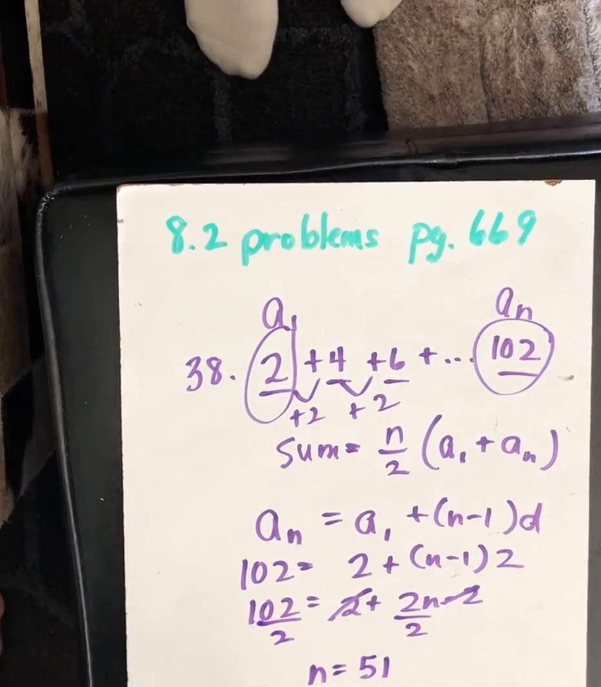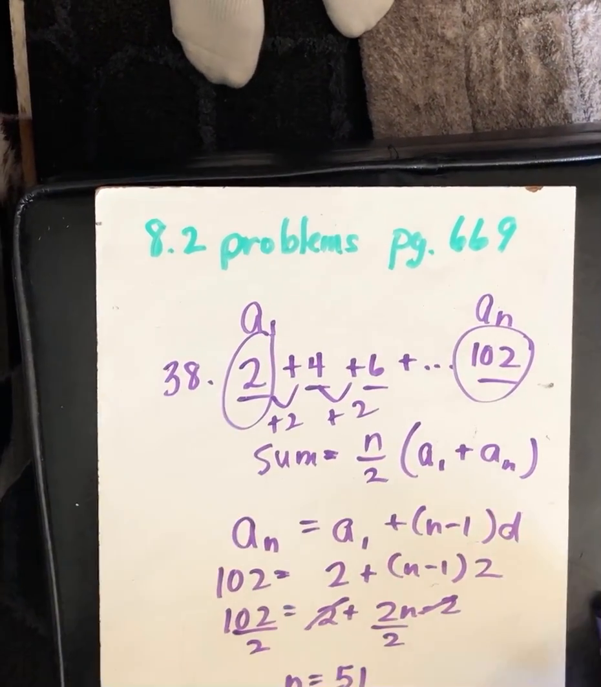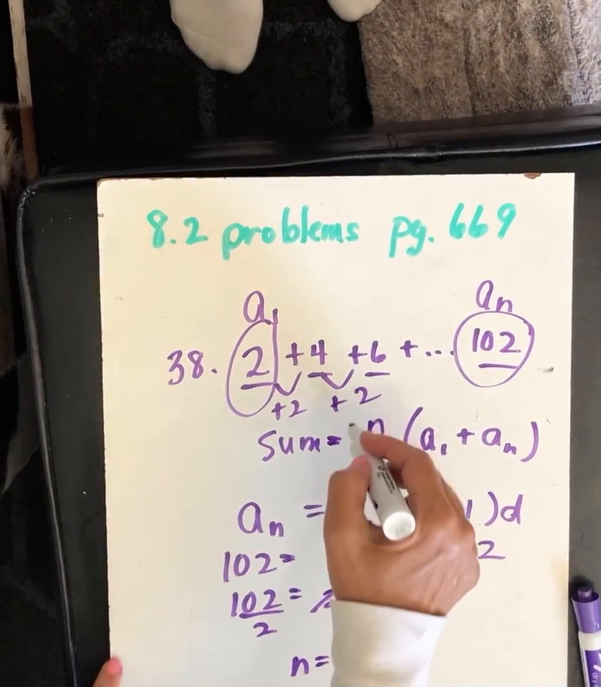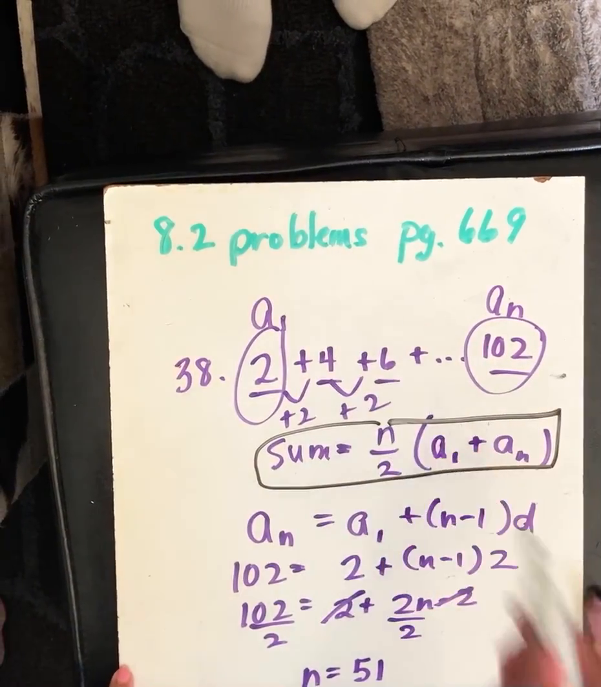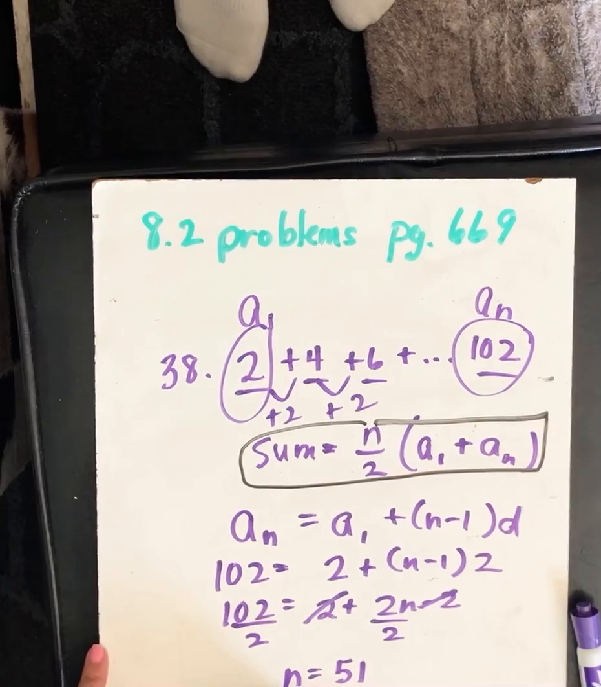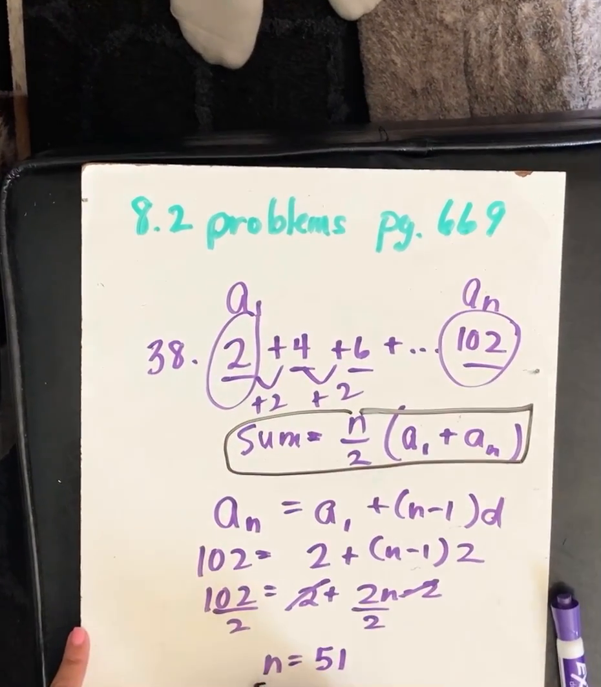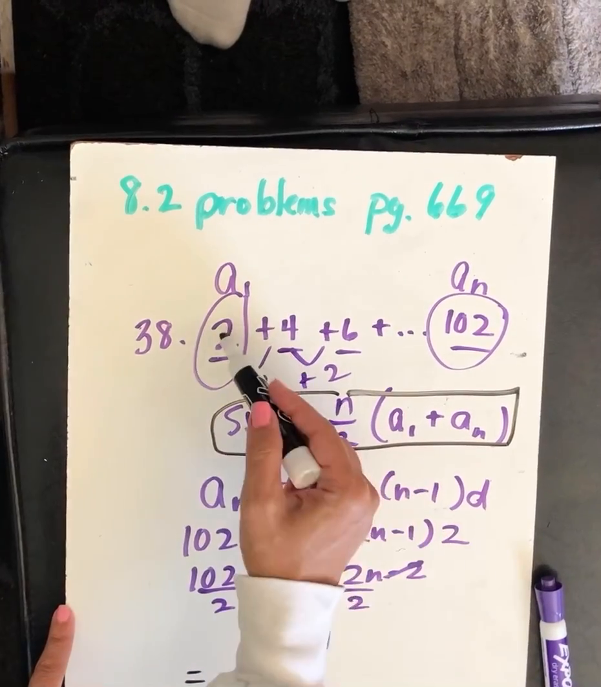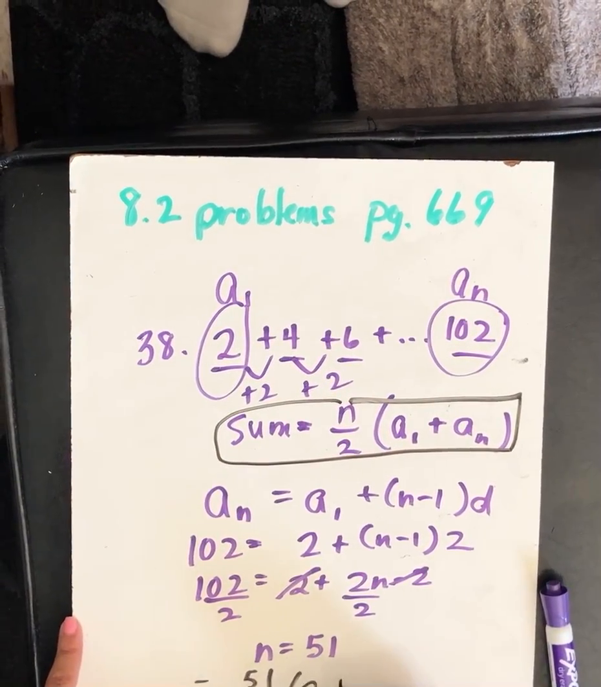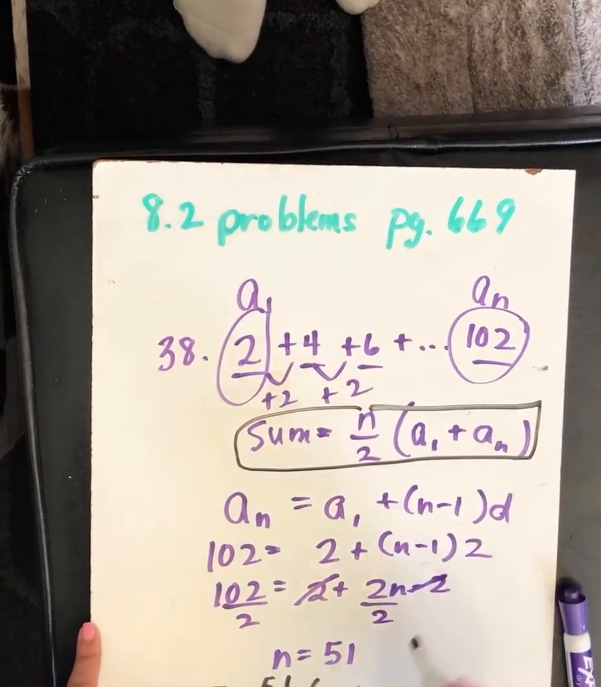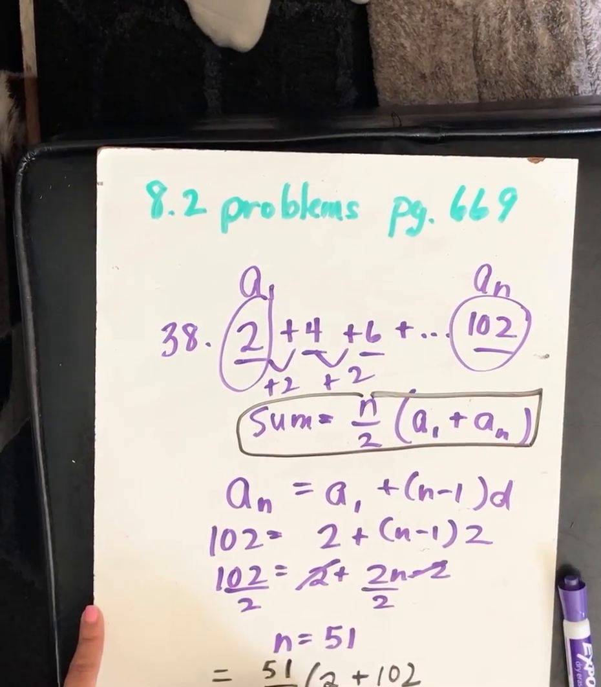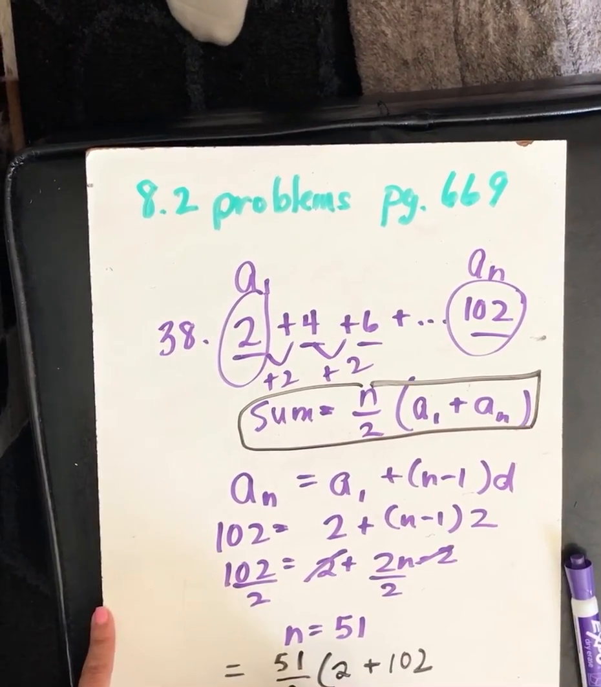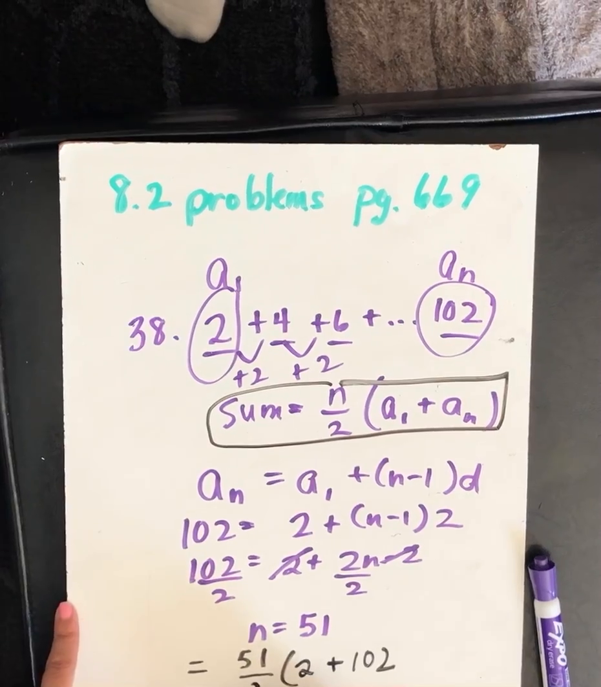So now I'm going to use that, and I'm going to substitute into the summation, or the way to find the sum. So the sum is going to be found by taking n, which is 51, and dividing by 2, and multiplying that by a subscript 1, which is 2, plus the last term, or a subscript n, 102, and that will total up to 2,652.